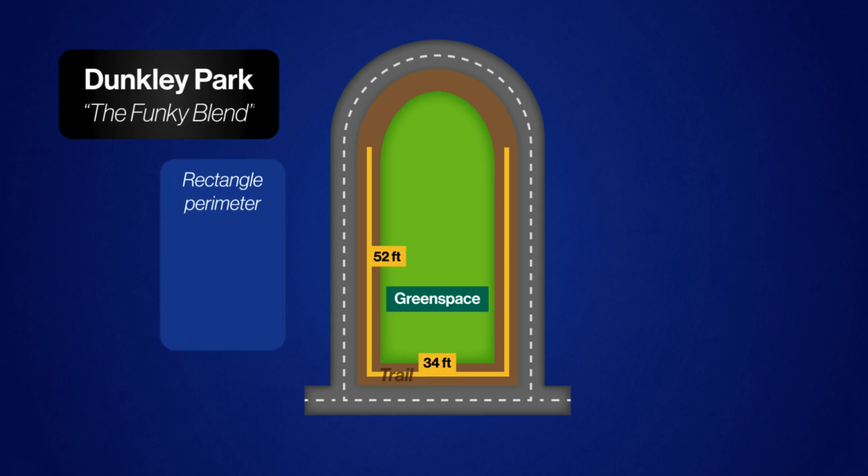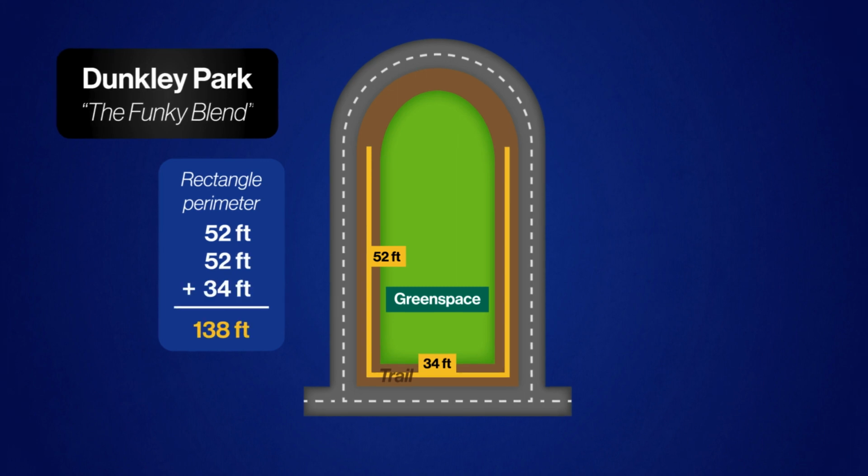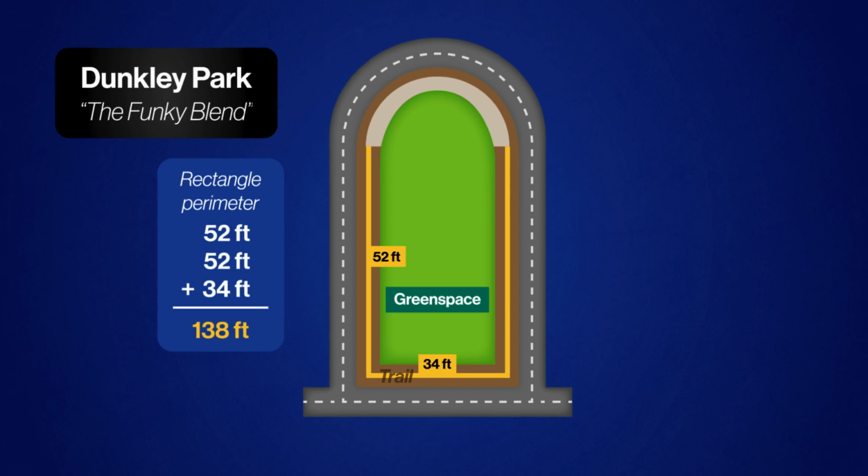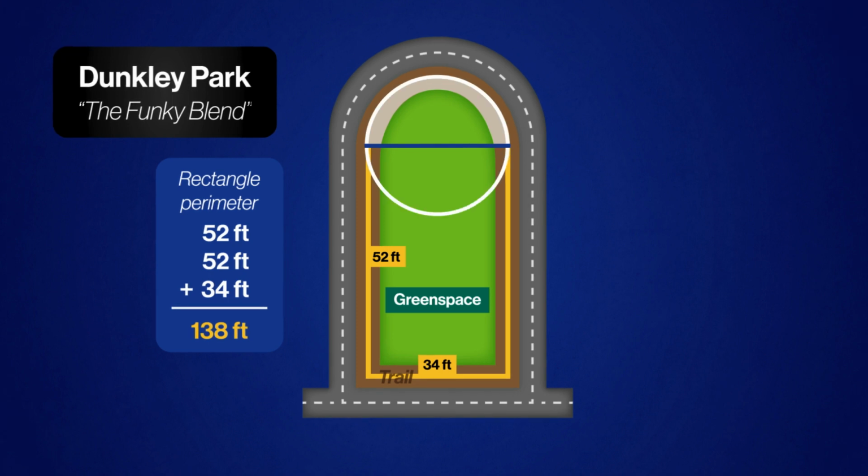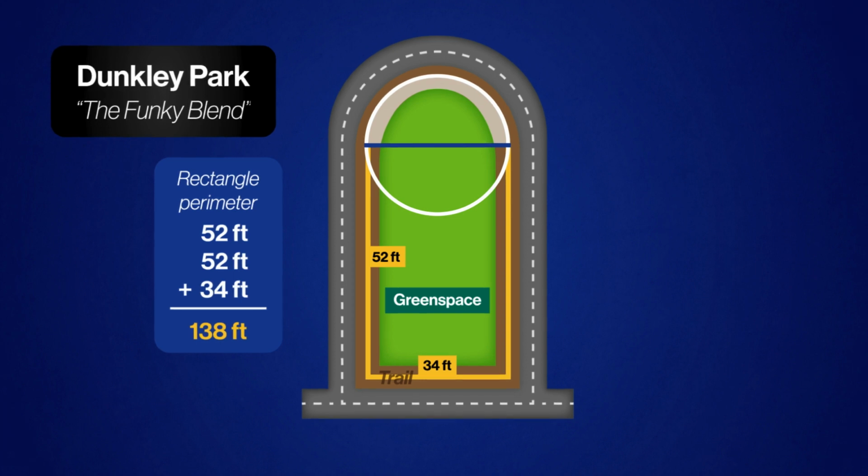Adding up those three sides, so far the perimeter is only 52 feet plus 52 feet plus 34 feet, which is 138 feet. But there's still that half-circle shaped part of the park. Fortunately, we're dealing with a half circle, so it's just half of whatever the full circle's circumference would be. This time, we can use the pattern we already figured out without having to draw more polygons inside the circle.